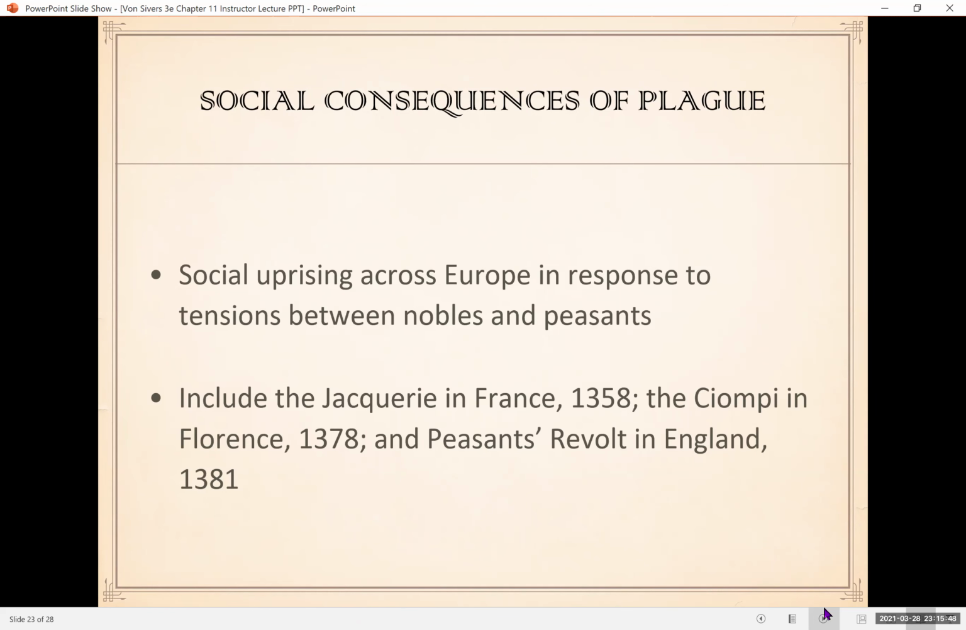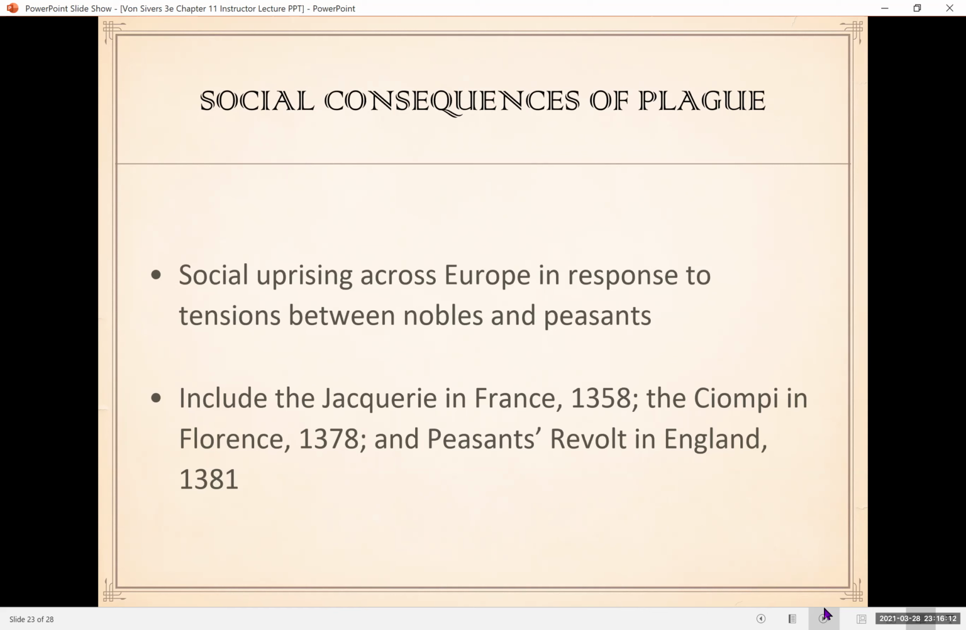There will be another group in the city of Florence known as the Ciompi. These are the silk and other weavers, highly specialized, highly skilled job. They will try to take over the government. They actually succeed for a few months before they are brutally put down.